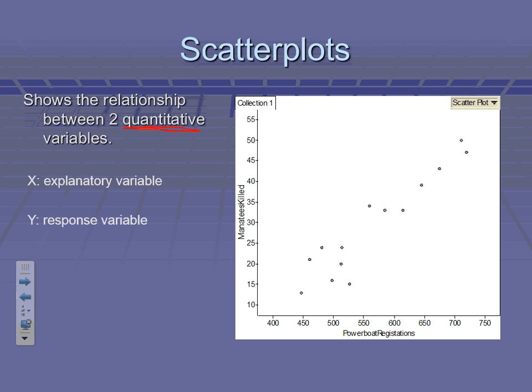Two terms that we need to know: the explanatory variable is the x, right? So the explanatory variable in this particular example would be powerboat registrations, and you think about it, what this graph is basically trying to look at is, does the number of powerboat registrations explain the response, the number of manatees that end up being killed?